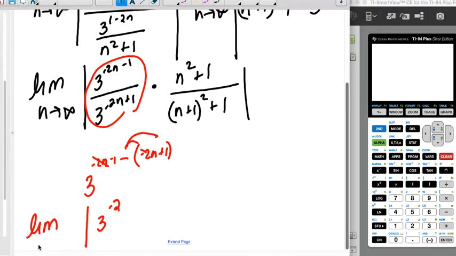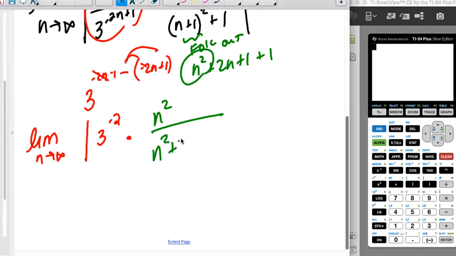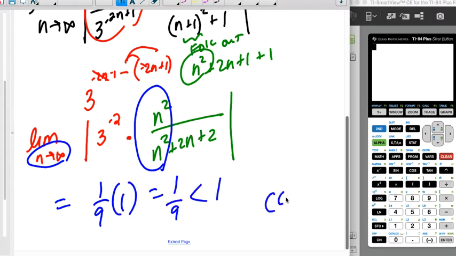So the limit as n approaches infinity of 3 to the negative second times, and then these guys, the top is an n squared. If I FOIL this out, I'm going to get n squared plus 2n plus 1 plus 1, but all I really care about is that this is also an n squared. I can logically intuit that I get an n squared over an n squared. If you want, you can make this n squared plus 2n plus 2, you certainly can. But really, since you're approaching infinity, all you care about is the leading coefficients. So I get that this thing is 1/9 times a 1, which is 1/9. Since that's smaller than 1, this thing converges.